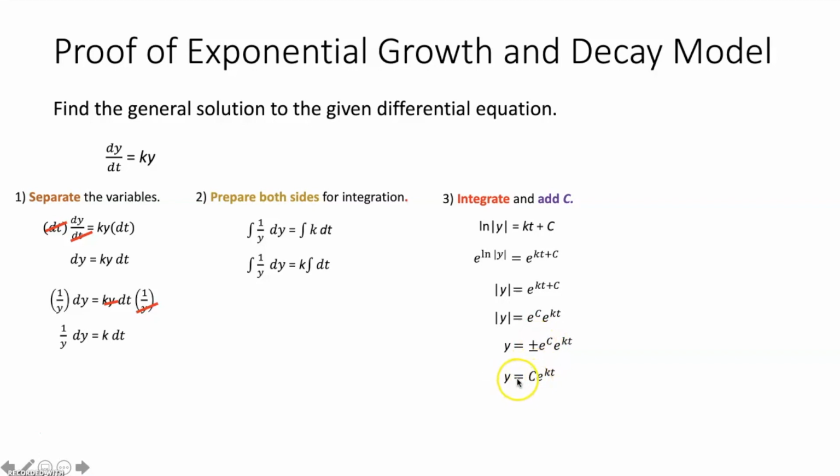So we now have y is equal to c times e to the kt. There was no initial condition provided, so this is the general solution to our proportional rate of change here. And this is, in fact, the exponential growth and decay model we talked about earlier.